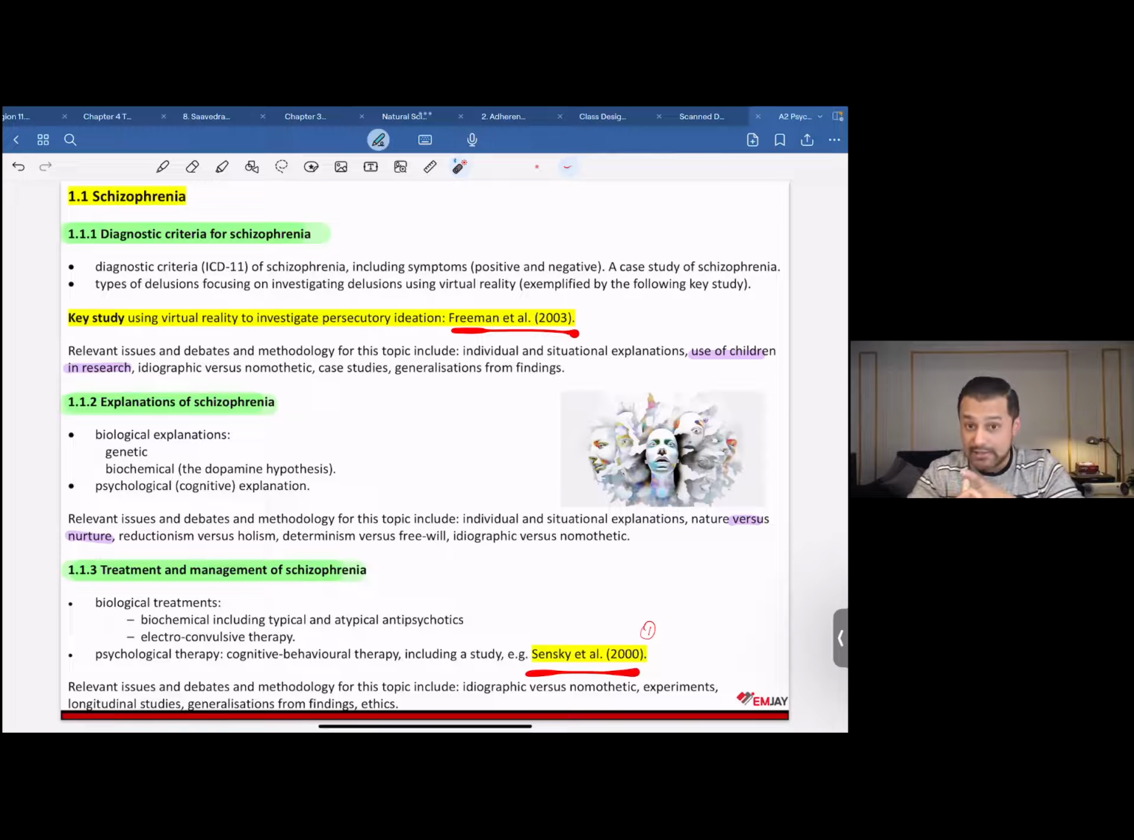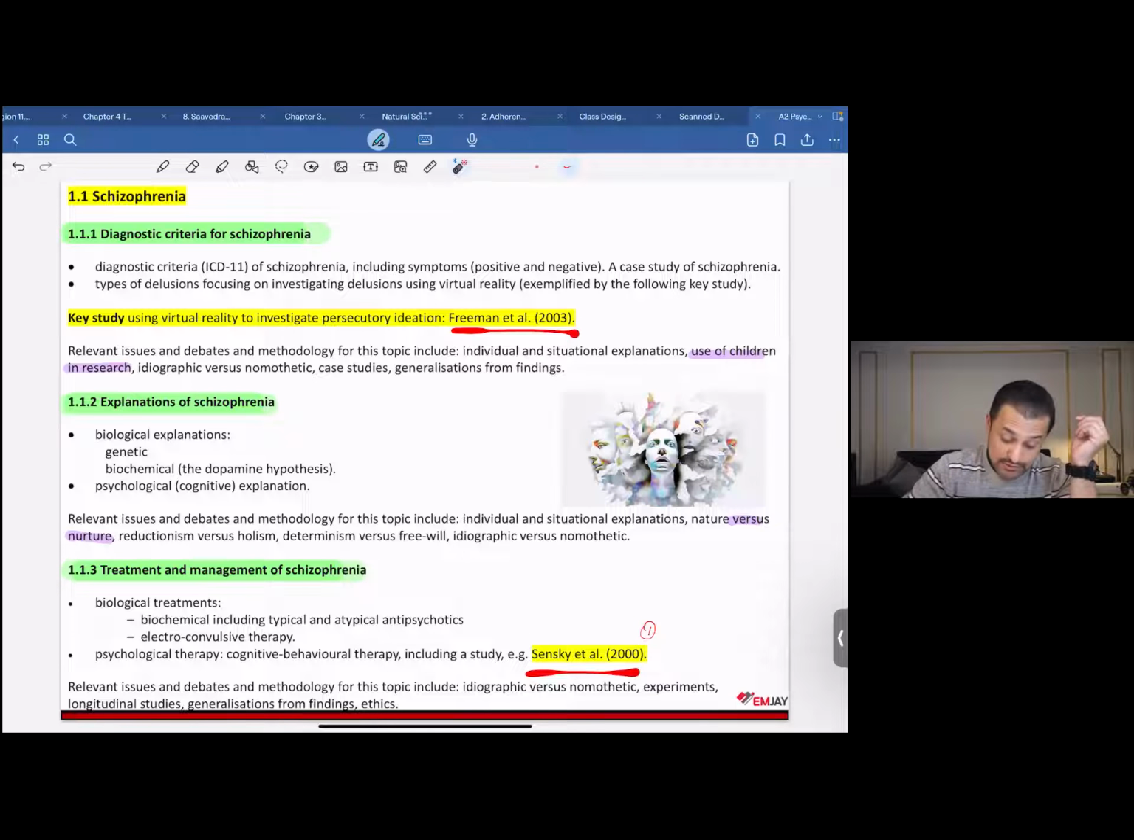So what I want you all to know now is that each unit or each chapter would have a single key study. So in other words, you'd have 5 key studies from clinical psychology and you'd have 5 key studies from health psychology. That totals up to 10 key studies for you as a student to know when it comes to preparing for your examination.